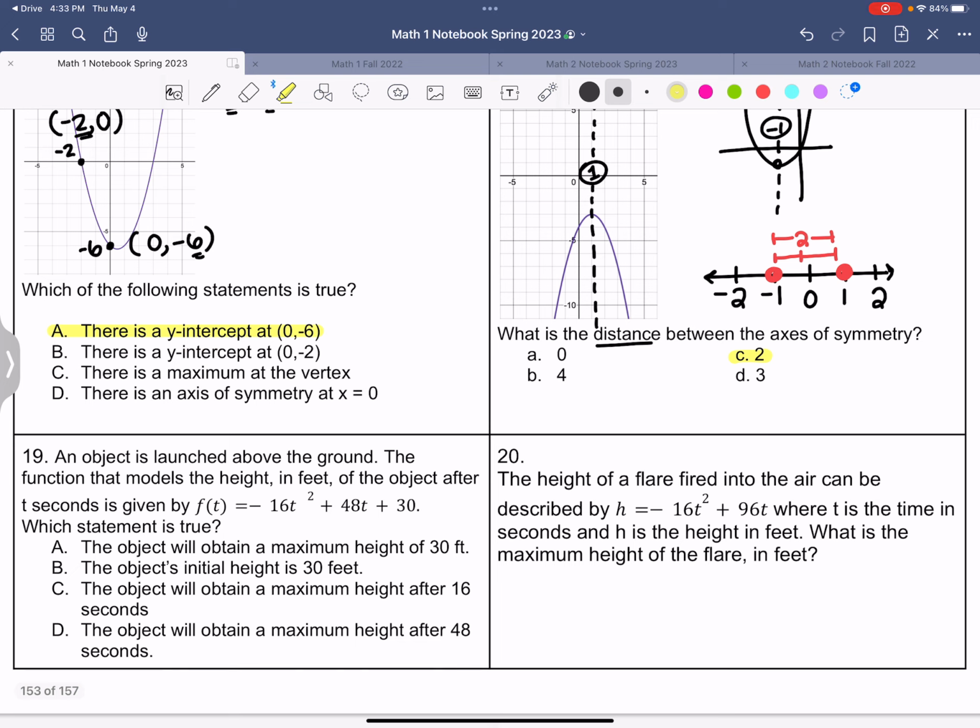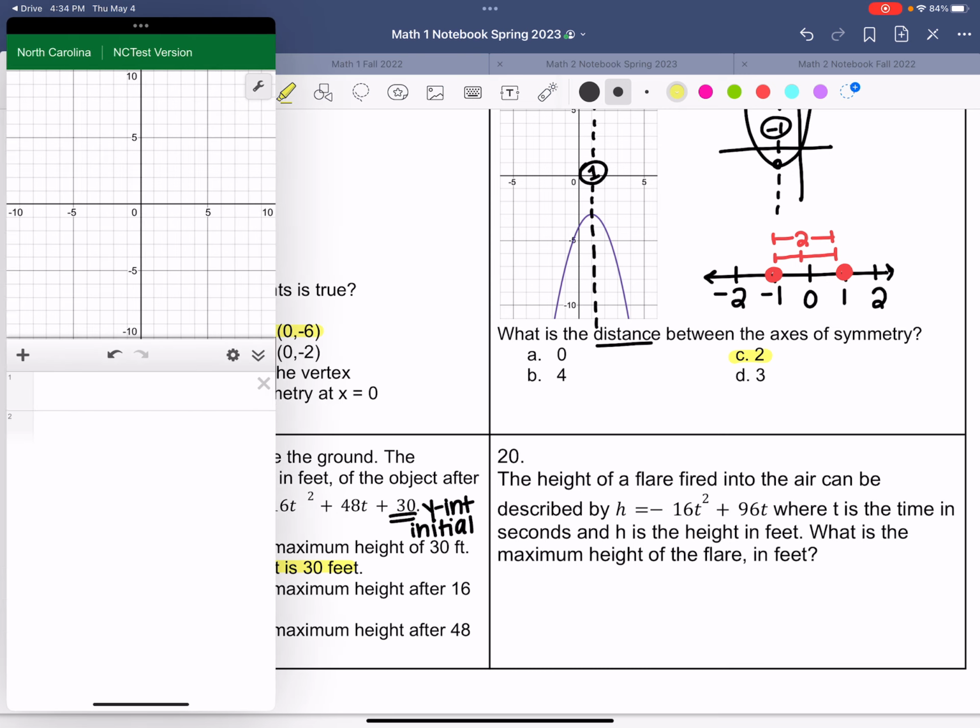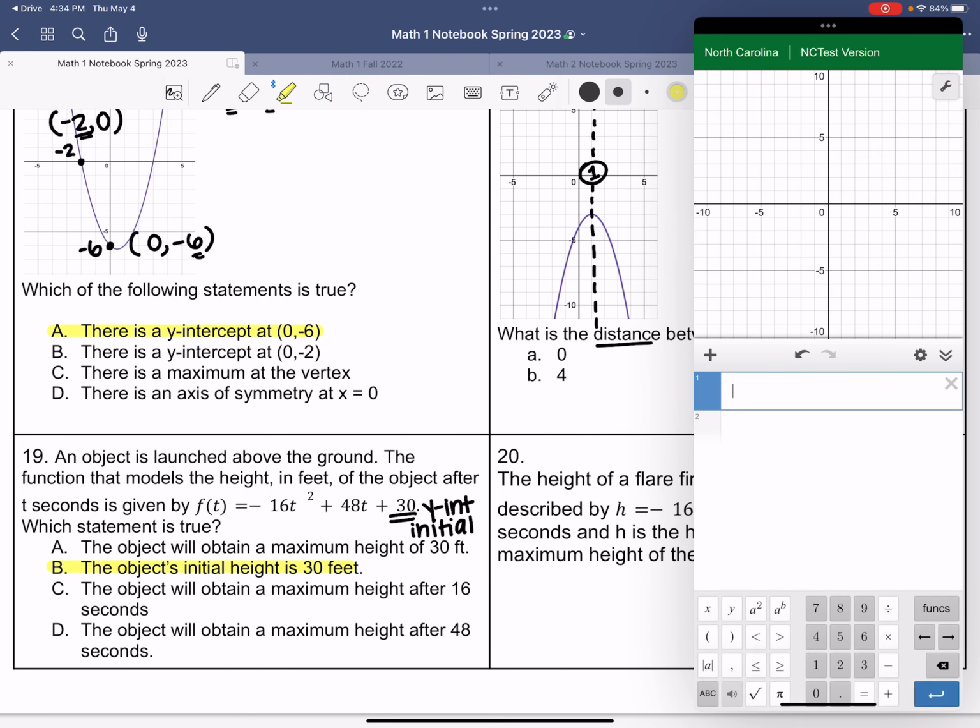All right, 19. An object is launched above the ground. Which statement is true? What we know automatically is that 30 is the y-intercept, or the initial value. So B is correct for that reason. And we could graph it too, just to verify, to make sure that we haven't made any silly mistakes here.